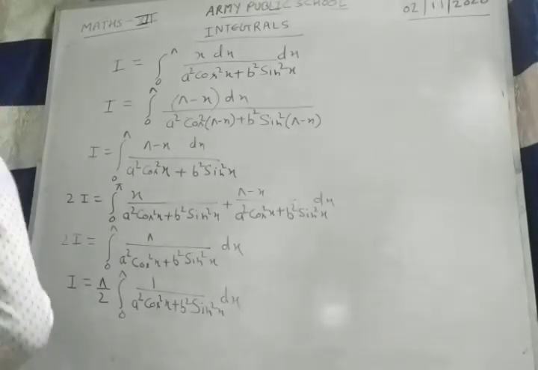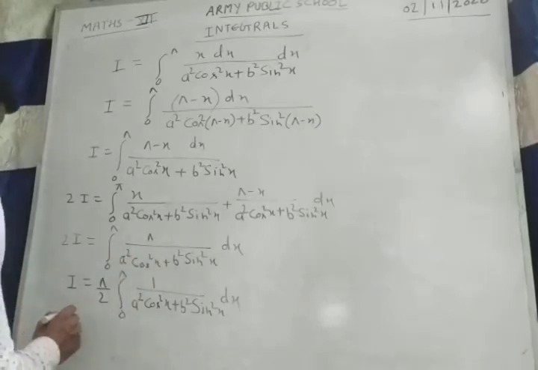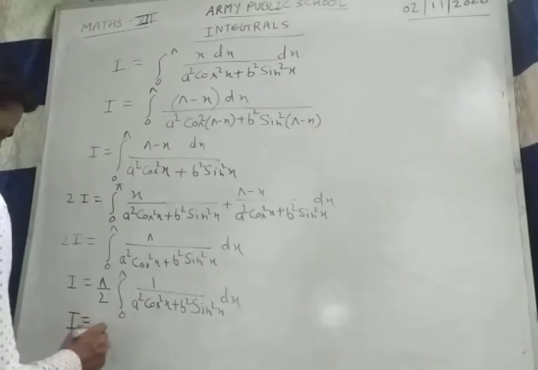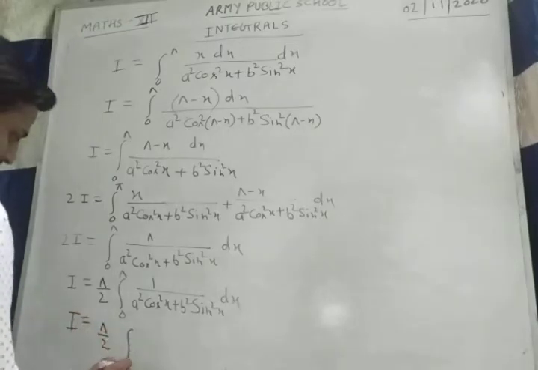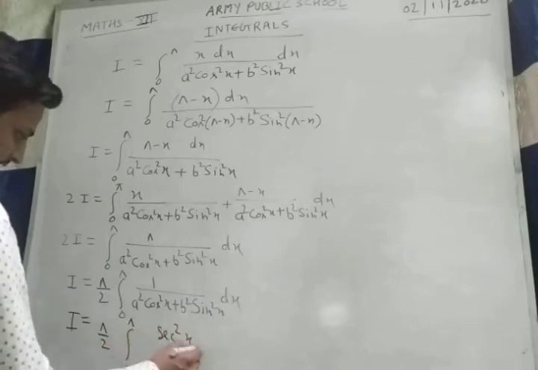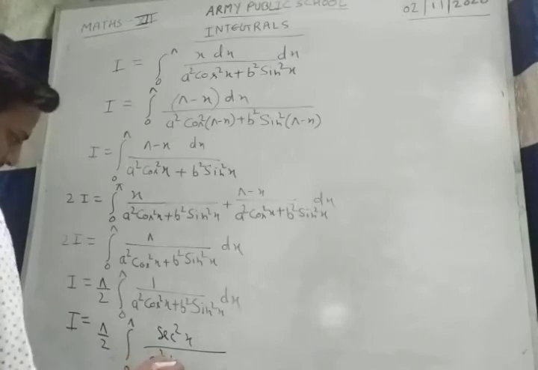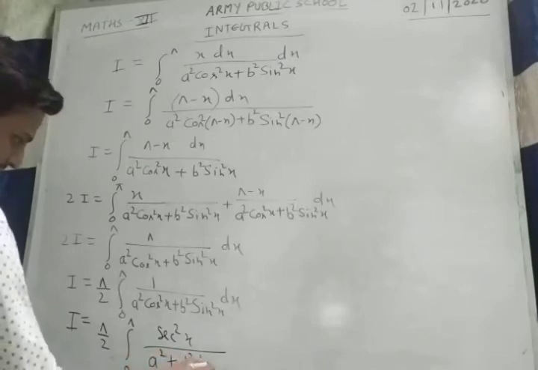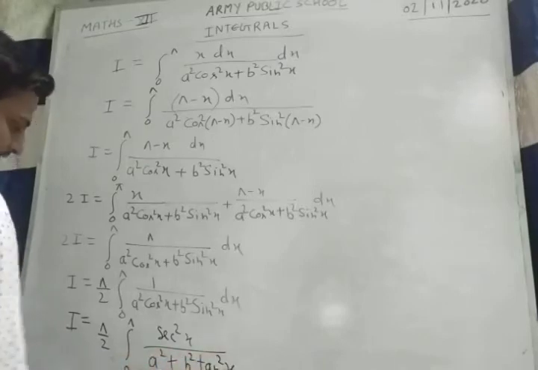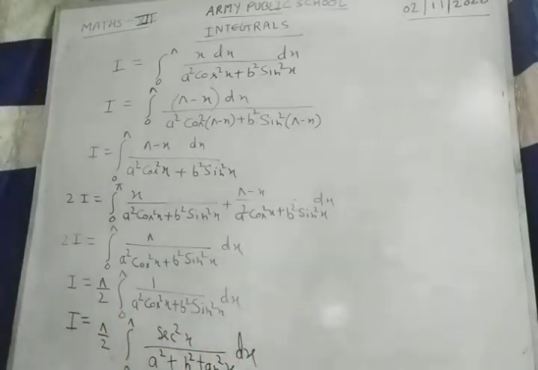We will divide the numerator and denominator by cos square x, and we get what? I is equal to pi by 2, integral from 0 to pi of sec square x divided by a square plus b square tan square x dx. Okay.